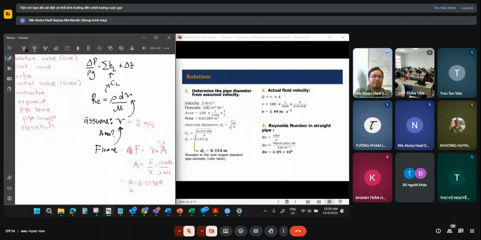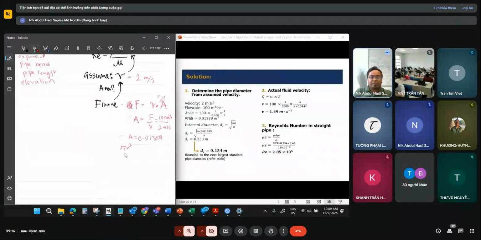0.01389, which is our area, equal to pi r square, or pi d square over 4. Calculating this, we would get our diameter of 0.133 meter.